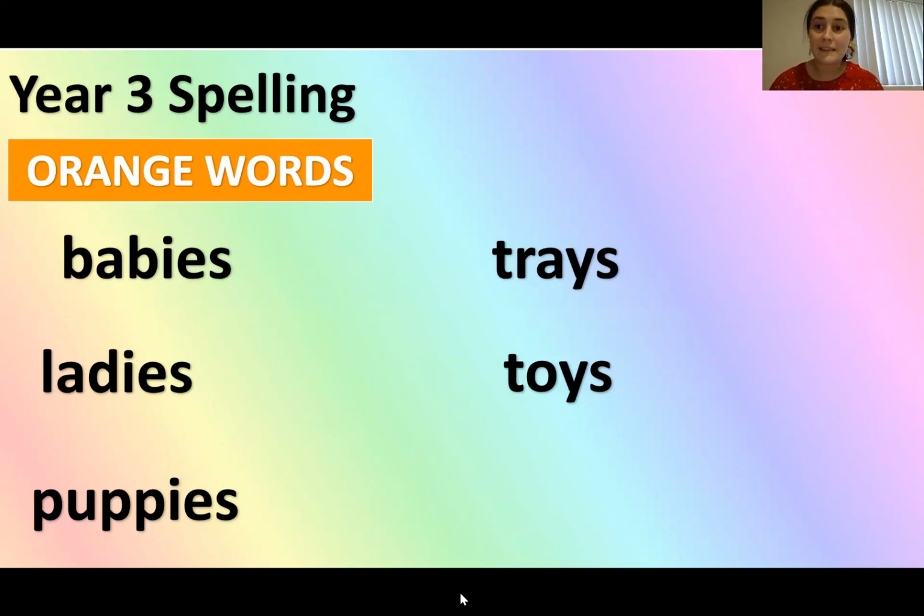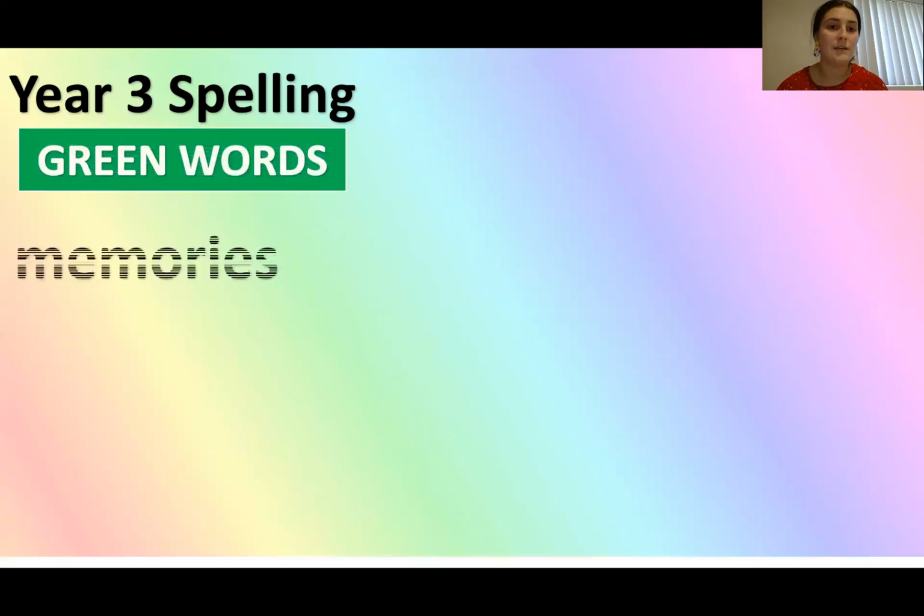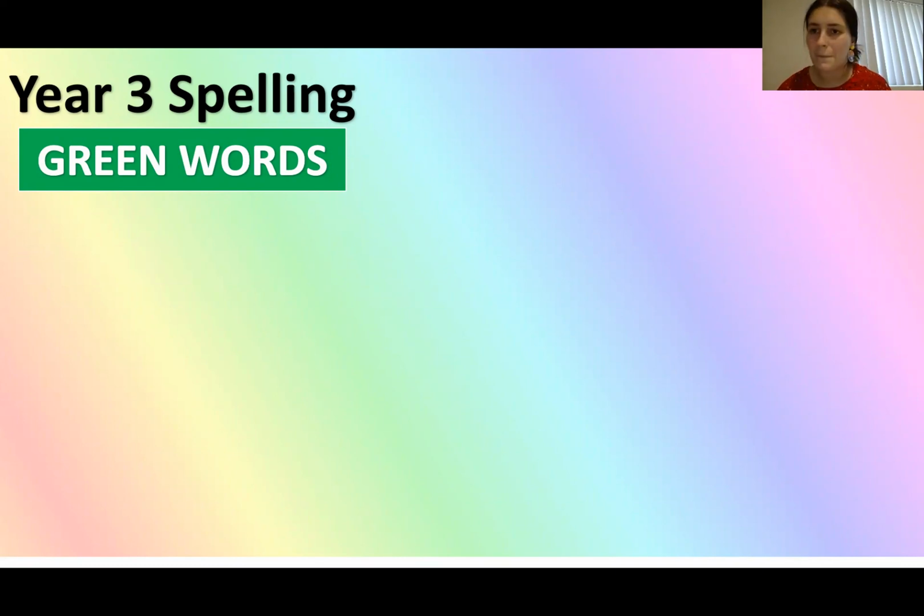Okay, now you can see here that the orange words are actually just the plurals of our red words. And remember that baby, lady, and puppy all had that Y at the end. That was just a single graph. So we drop the Y and we add the IES to turn it into its plural form. With tray and toy, the last sound in these words were digraphs, so we had to leave the Y and we just added the S. Our green words this week are a little bit tricky, but I know that we'll be great at remembering them with a bit of practice.